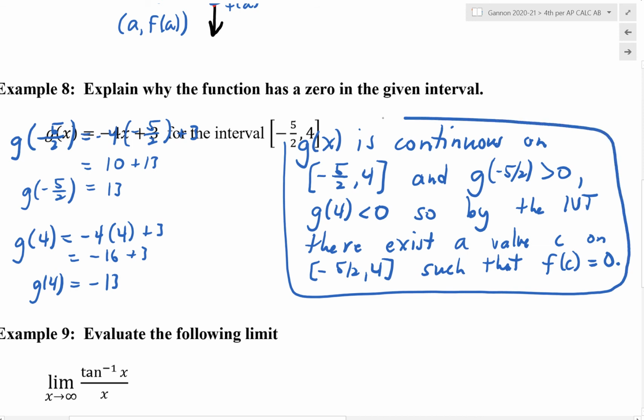And one of the things that's going to be important that we learn is that whenever we're using a theorem to justify an answer in a problem, we have to make sure that all of the conditions of the theorem have been satisfied. And in this case, it's purely that the function has to be continuous on that closed interval.